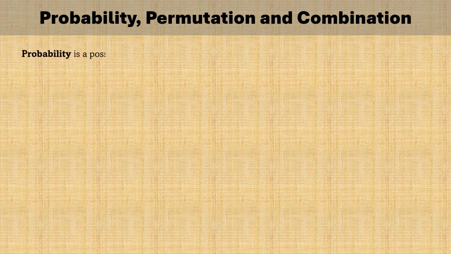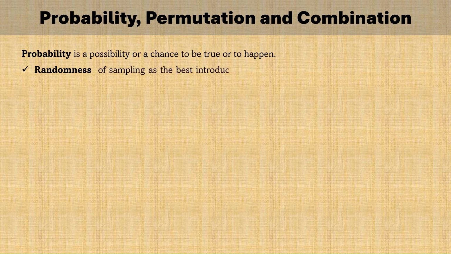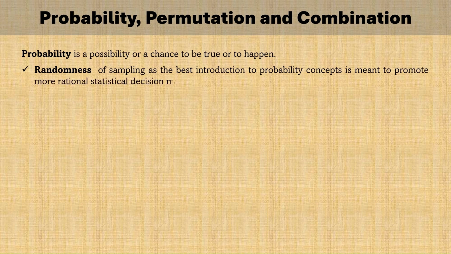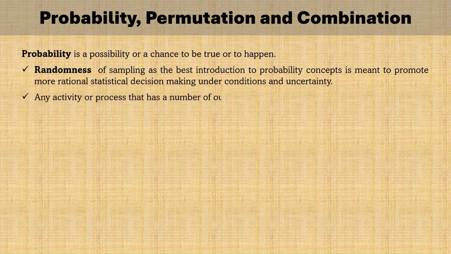Probability is a possibility or a chance to be true or to happen. Randomness of sampling as the best introduction to probability concepts is meant to promote more rational statistical decision-making under conditions and uncertainty. Any activity or process that has a number of outcomes is called an experiment.